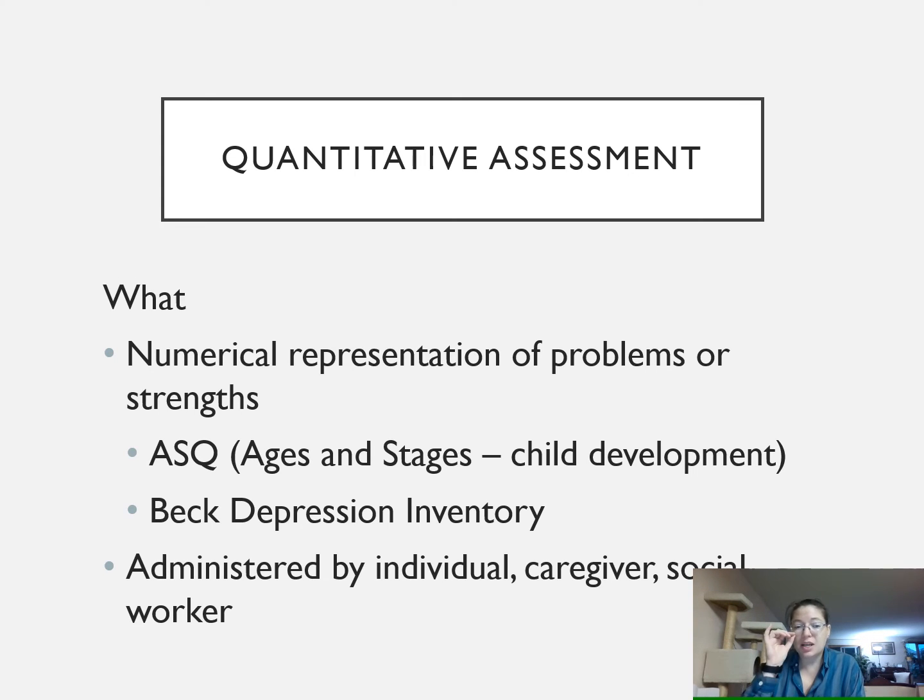For instance, there's the ASQ, or the Ages and Stages Questionnaire, which gives you an indication of a child's development. Are they developing normally, above their age group, or are there any delays and their development has been slowed down? Another example is the Beck Depression Inventory. It can be used to make a clinical diagnosis of depression.